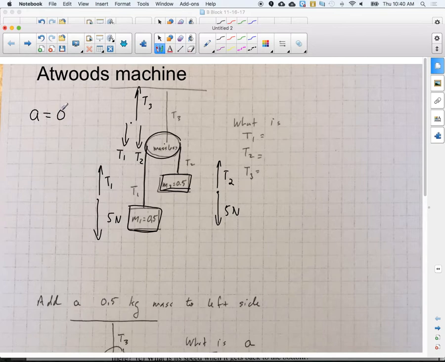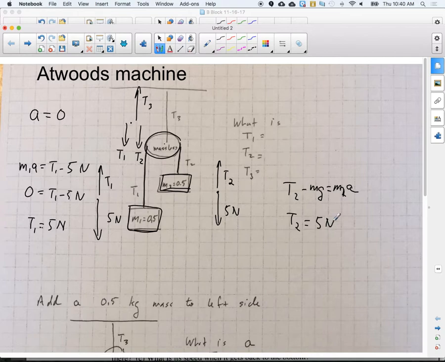So I can do M1A is T1 minus 5. 0 is equal to T1 minus 5. We'll make it newtons to be good. So T1 is equal to 5 newtons. T2 minus mg is M2A. T2 is also going to equal 5 newtons.